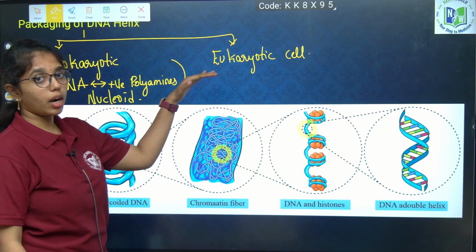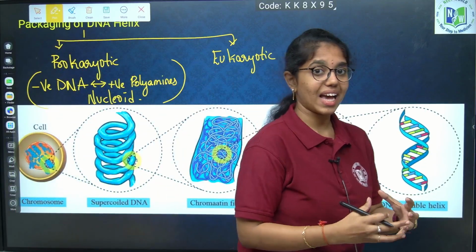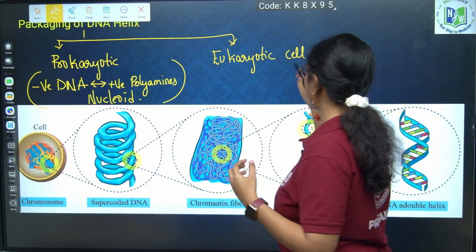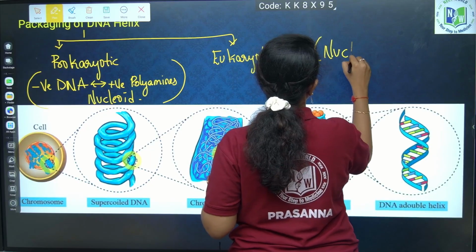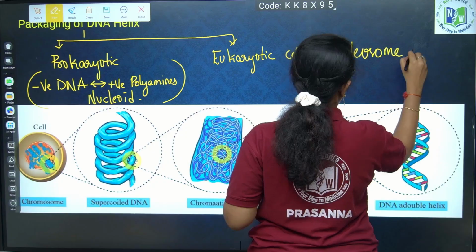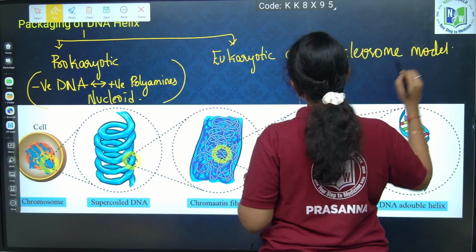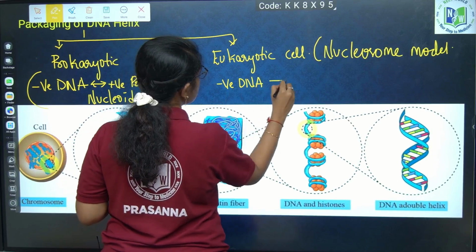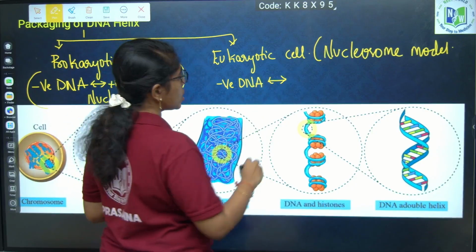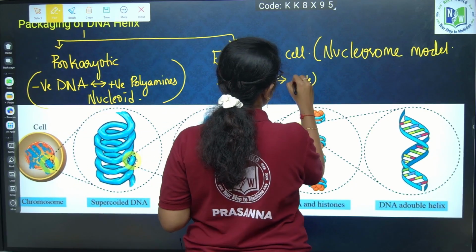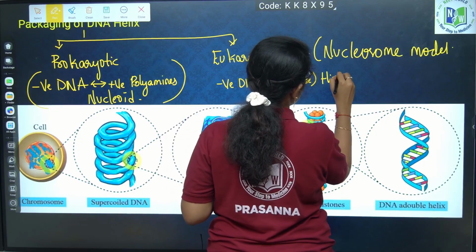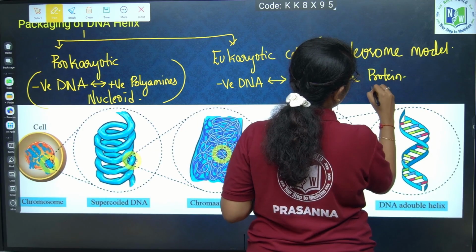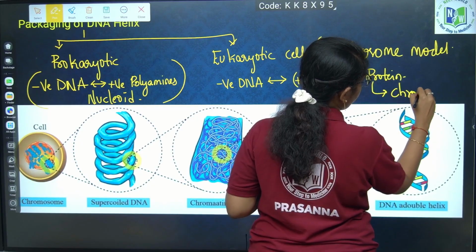But in a eukaryotic cell, for DNA packaging many models are given, but the most accepted model is the nucleosome model, wherein negatively charged DNA is combined with positively charged histone proteins. What proteins? Histone proteins, and this condenses it to chromosome.